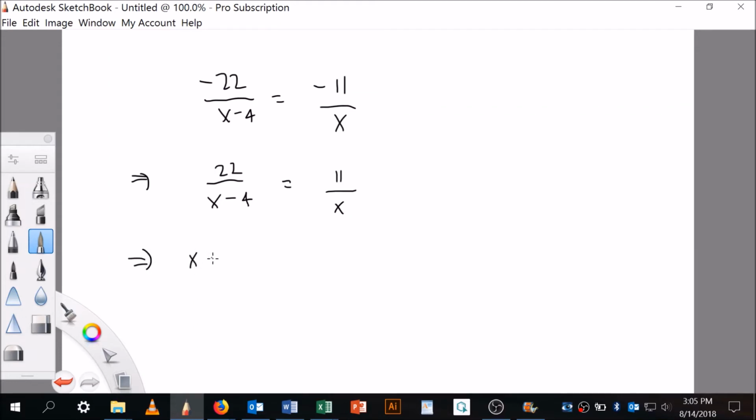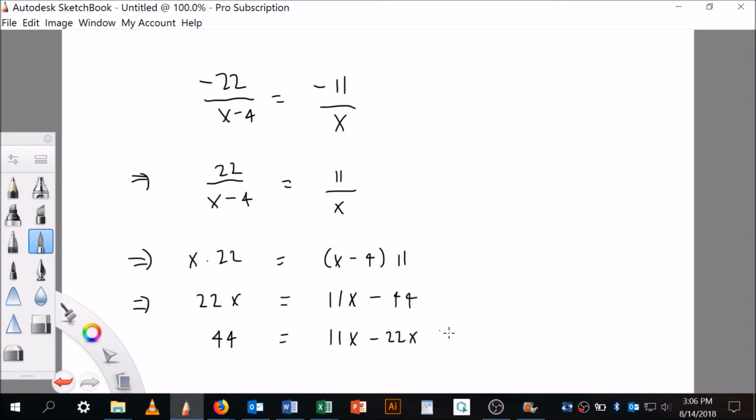So I'm going to say this means this is x times 22 is equal to x minus 4 times 11. Okay, so this is 22x is equal to 11x minus 44. All right, so I'm going to add 44 to both sides and subtract 22x from both sides.